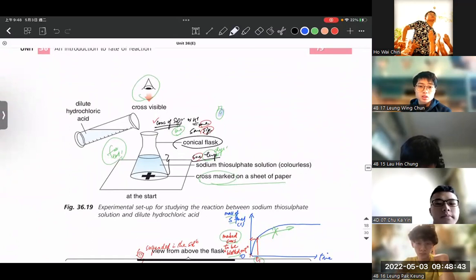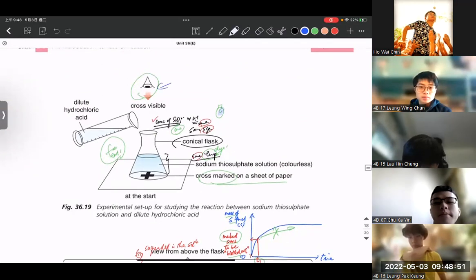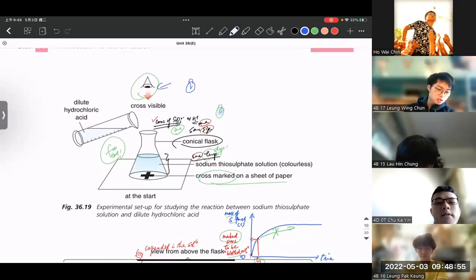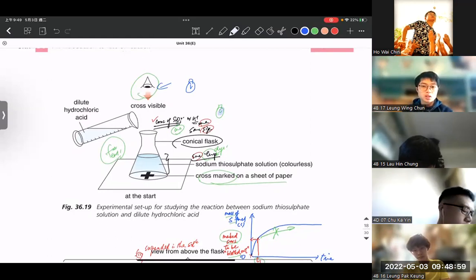The cross is put just above a conical flask containing the reaction mixture. Remember to put an eye here and a timer, right, to tell me we are now doing rate measurements involving the time taken for the cross to be blotted out, or the cross becomes invisible to you when you view from above.